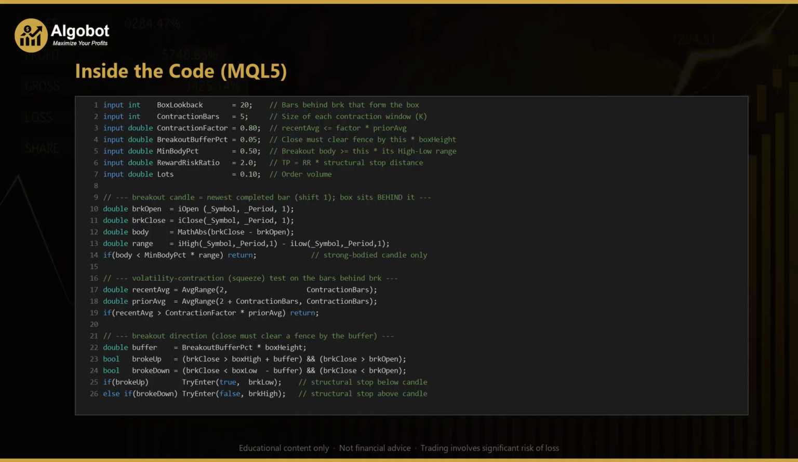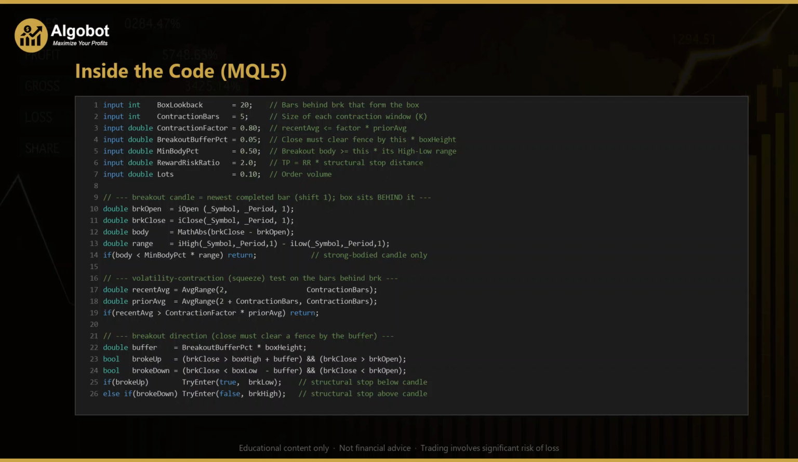BreakoutBufferPct controls how far beyond the fence price must close, and MinBodyPct sets how strong the breakout candle's body must be. Reward-risk ratio scales the take profit relative to the stop, and lots sets the order size. Below the inputs is the core signal logic.